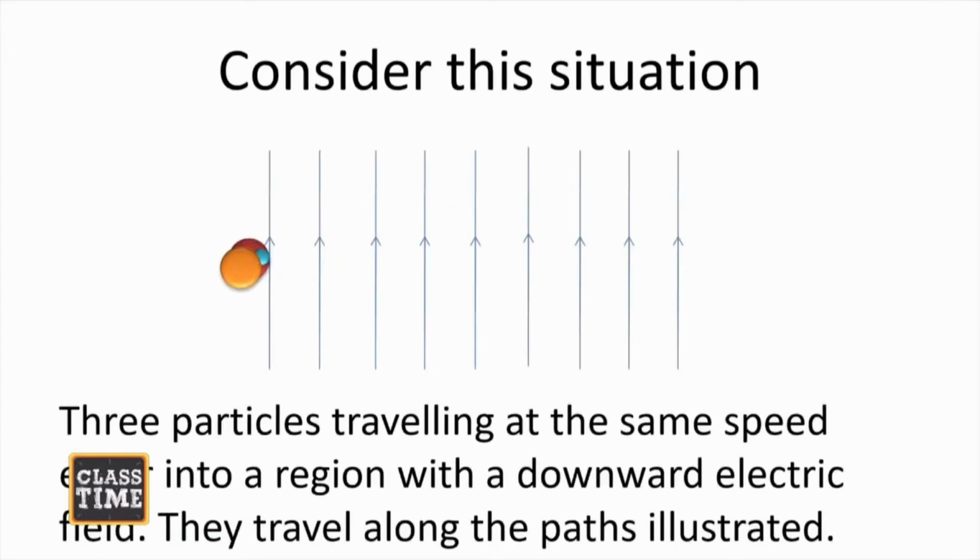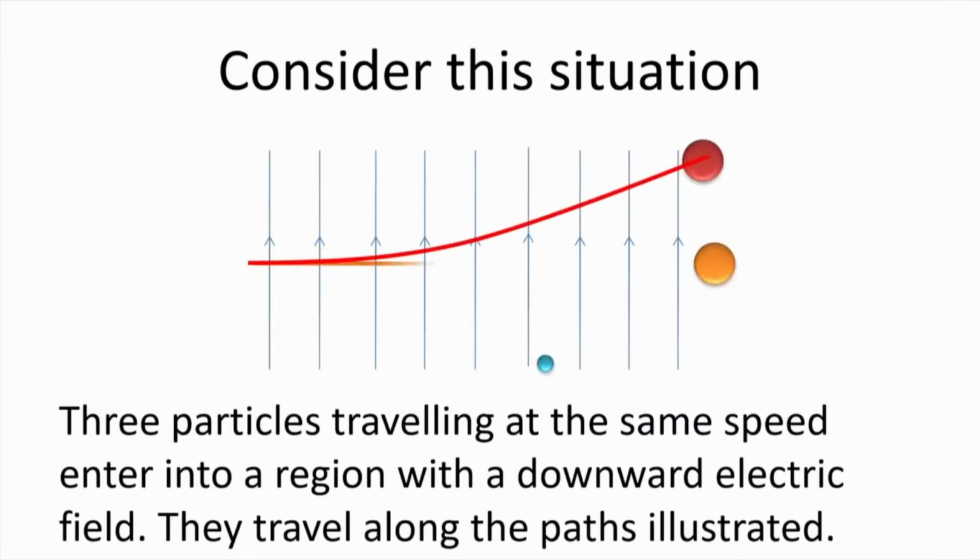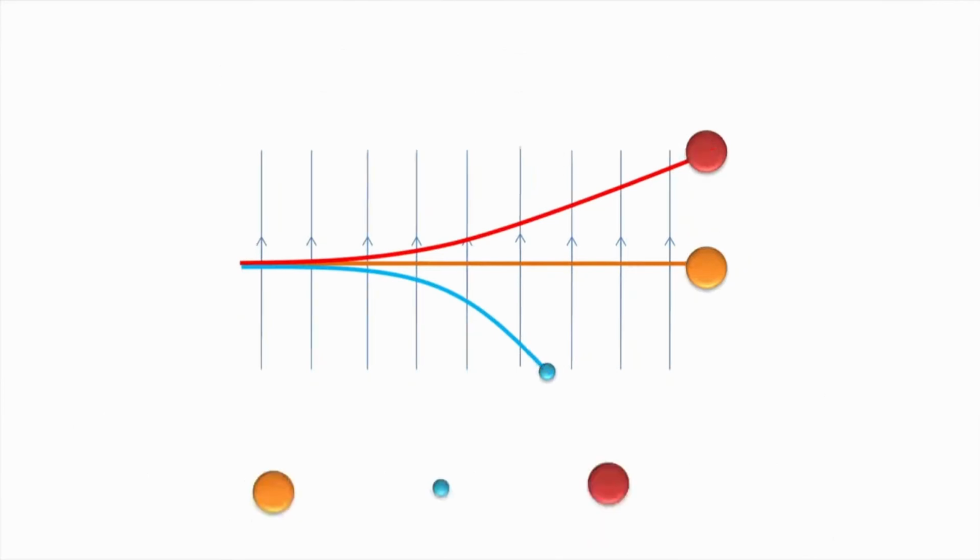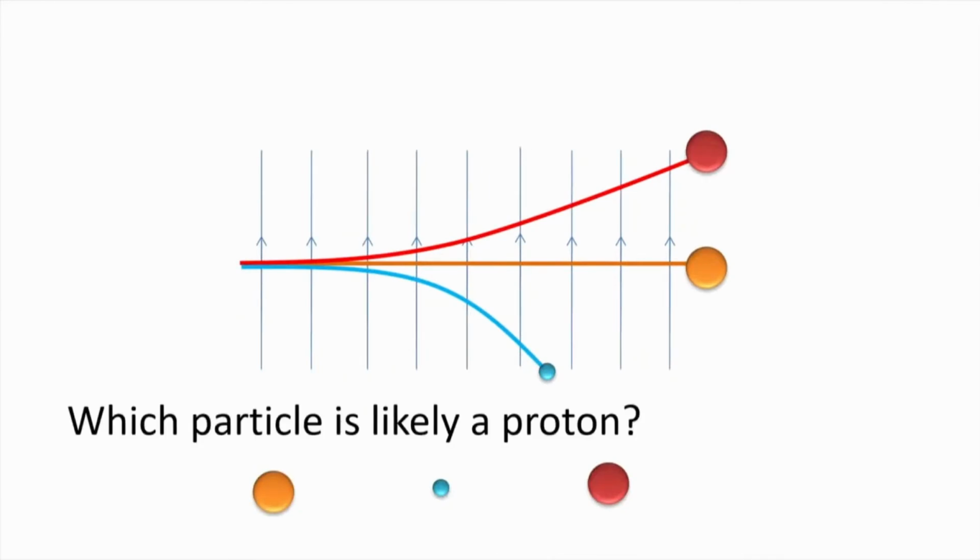So let's consider this situation. 3 particles traveling at the same speed enter into a region with a downward electric field. They travel along the paths illustrated. So these 3 particles are moving across. One went that way and one went that way. Those are the 3 paths the particles went along. So we're going to consider that situation, and we're going to ask a couple of questions. Which particle is likely a proton?